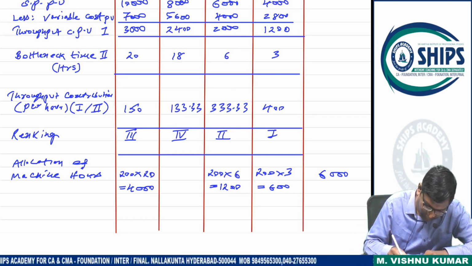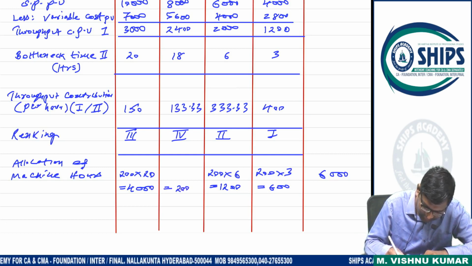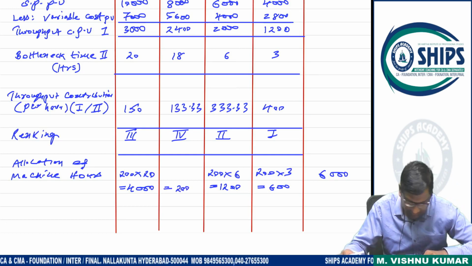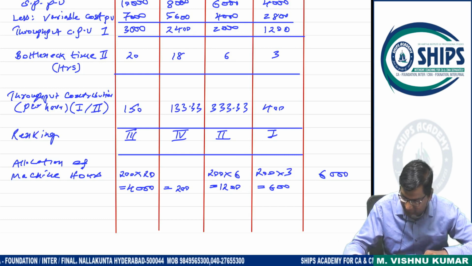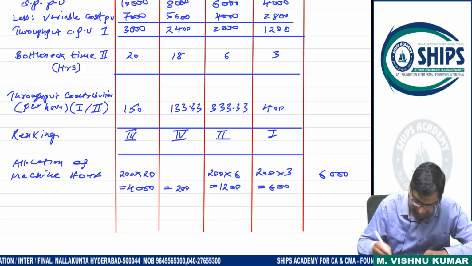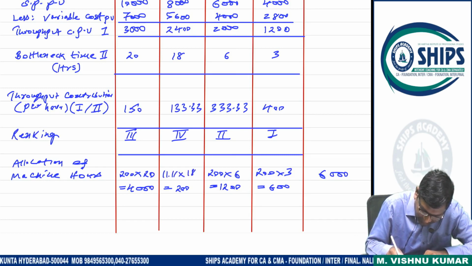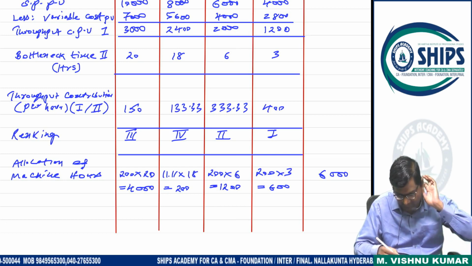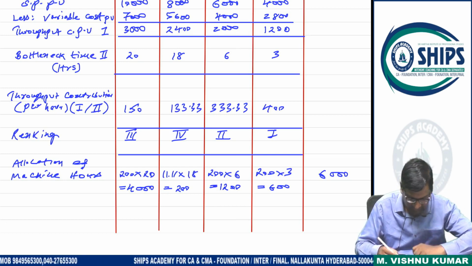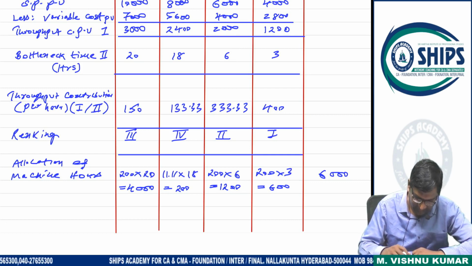So it means from 200, how much can we produce? 200 divided by bottleneck time, which is 18. So 11.11. 11.11 into 18. Understand? 11.11 into 18. This is the allocation of machine hours.